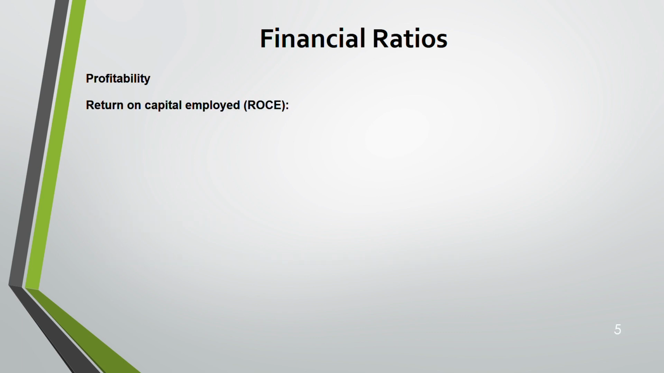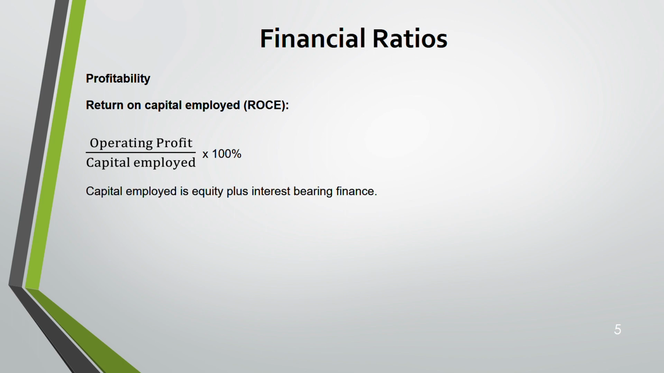Third ratio under profitability, return on capital employed. I'm going a little faster because I'm assuming you know all this. This is just a revision of your financial reporting, I would say, or any other papers that you have done where you have ratios. Operating profit divided by capital employed. This is also higher the better. For capital employed, you can include your equity plus debt, I mean any interest bearing finance, basically debt, like your long term liabilities.